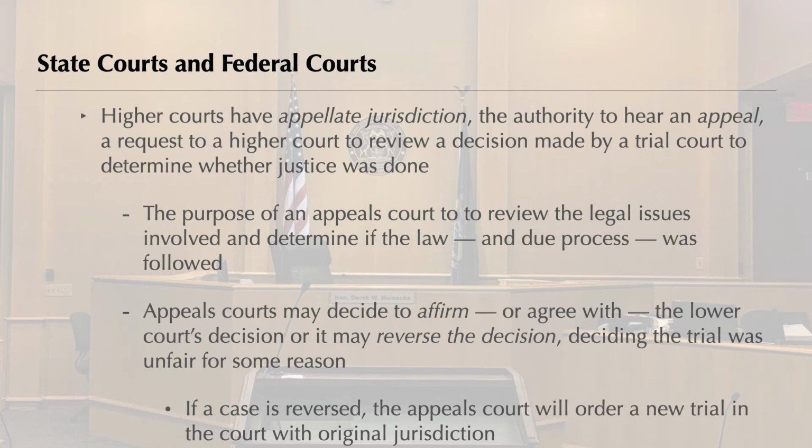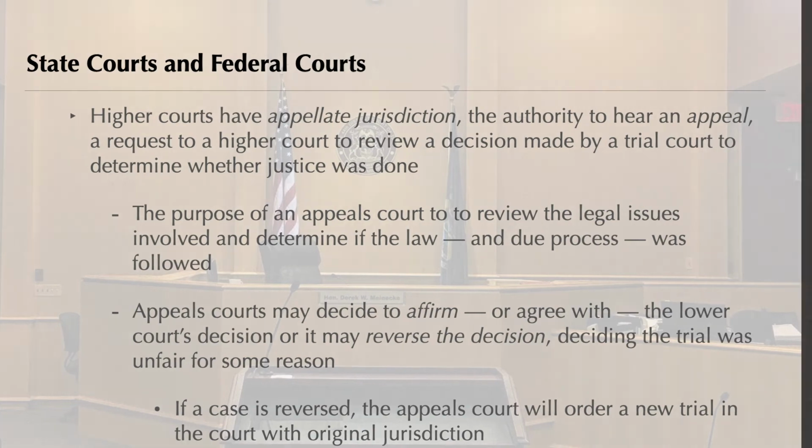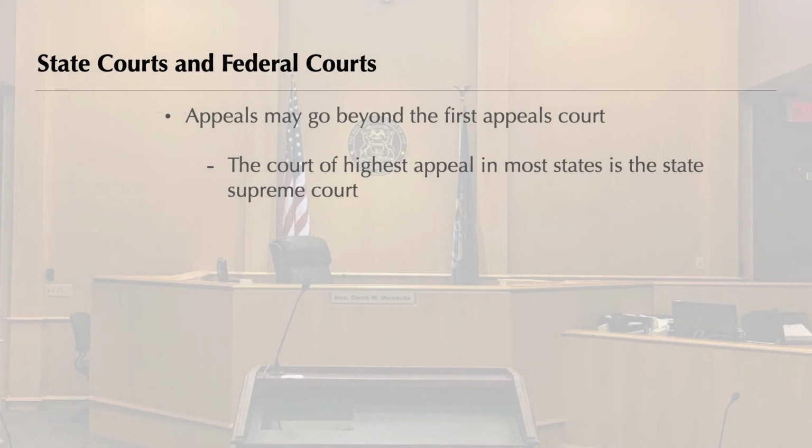When a defendant is declared innocent, however, the prosecution may not appeal because the Constitution prohibits double jeopardy, being tried again for the same crime after being declared innocent. The appeals process may go beyond the first appeals court. In most states, the final court of appeals is the state Supreme Court. Although state court systems differ, most have three levels: trial courts, appeals courts, and a court of final appeal. You will learn how state courts work in Lesson 13.